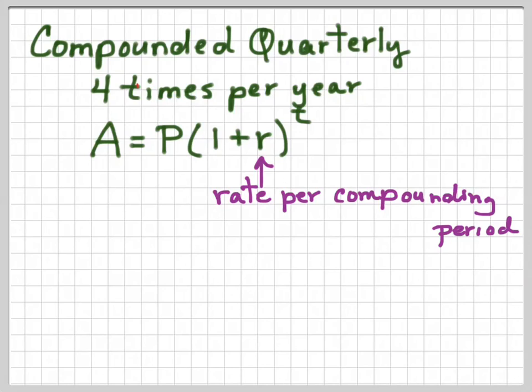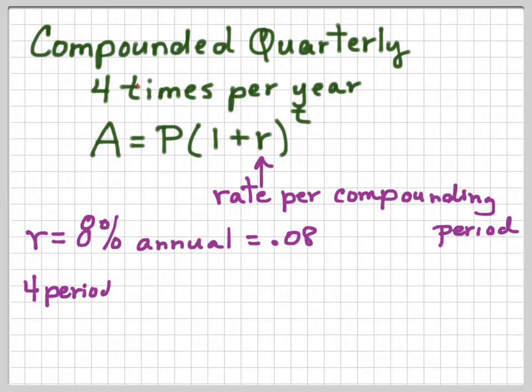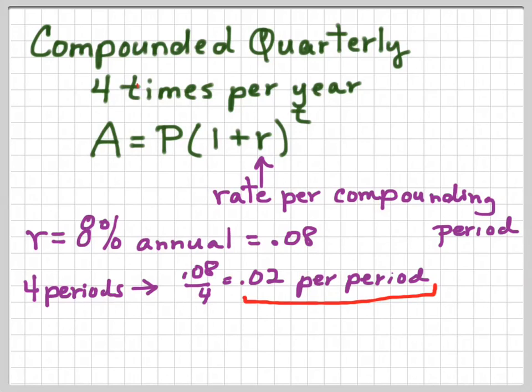So rate per compounding period is going to change. If R is 8% annual, then that would be 0.08. And if you're compounding quarterly, that's 4 periods, so it'd be 0.08 divided by 4. So each compounding period, you're going to make 0.02 interest on it, or 2%, per compounding period.